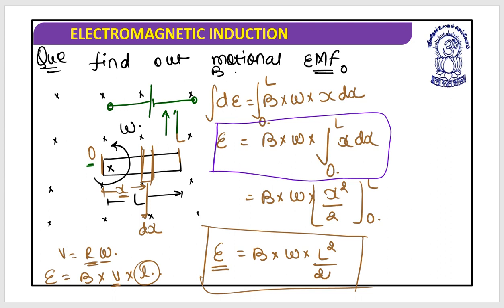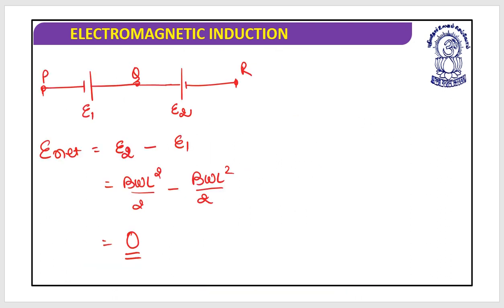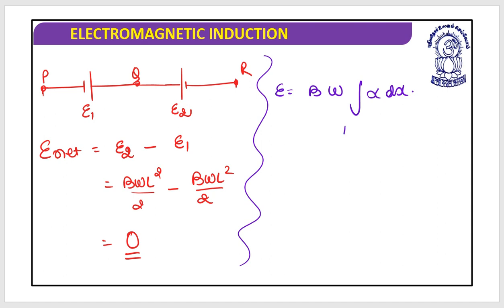This is the master formula. Why is this the master formula? Let me introduce you to a new thing. We have E equals B omega integration of x dx from 0 to L. I introduce it from initial to final.